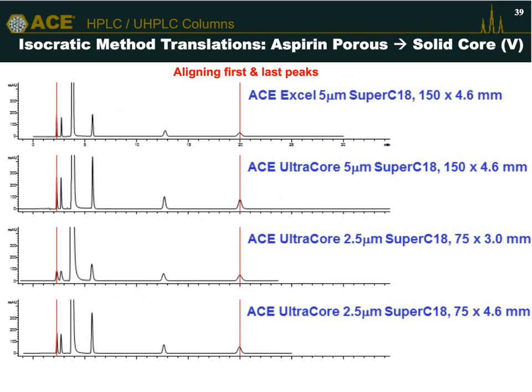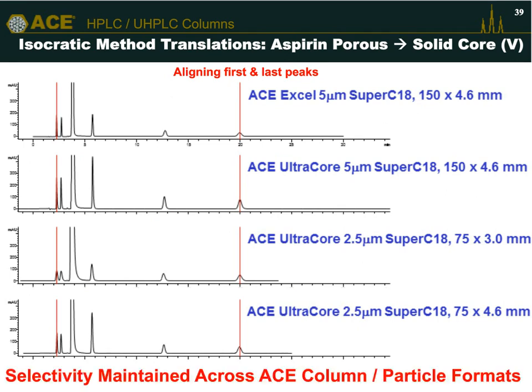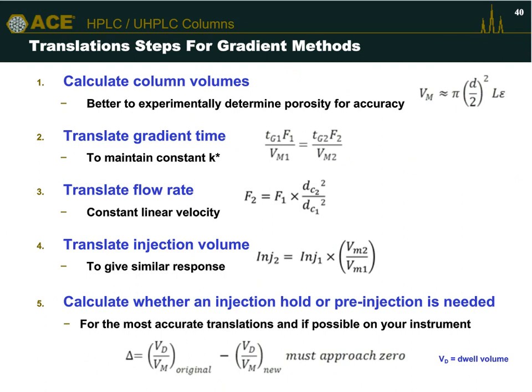And if we align the different chromatograms for these isocratic translations, so at the top chromatogram we have a porous particle, and then the second chromatogram is a solid core 5 micron, and 3 and 4 we have solid core 2.5 micron particles, we can see we get very good selectivity. We get very similar retention times across the different particle formats and particle platforms, showing excellent scalability between these different phases under isocratic conditions.